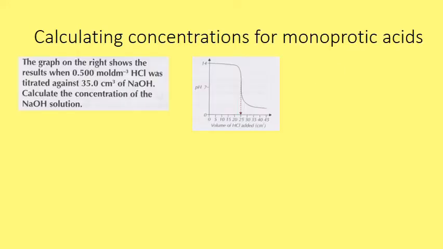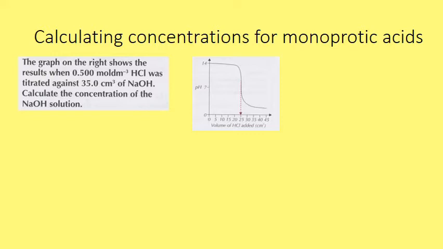So our first example is here. Let me read out the question. The graph on the right shows the results when 0.5 molar hydrochloric acid was titrated against 35 cm cubed of sodium hydroxide. You want to calculate the concentration of the sodium hydroxide. And we've got a titration curve given to us there.